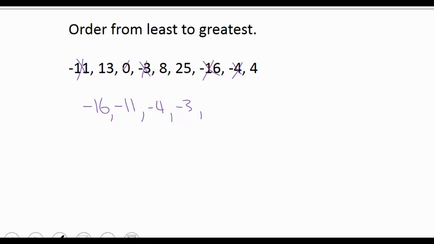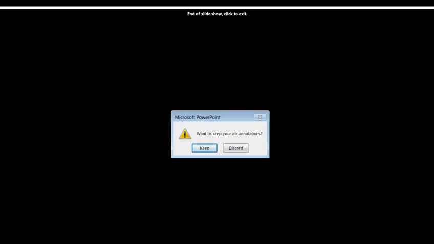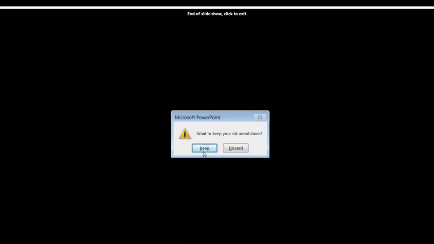Then I see there's a 0. So then it would be 0. And now I'll move into the positives. Positives kind of work the opposite. I start with the lowest positive. So 4, 8, 13, and 25. So that lesson was on integers and absolute values, and that is it.